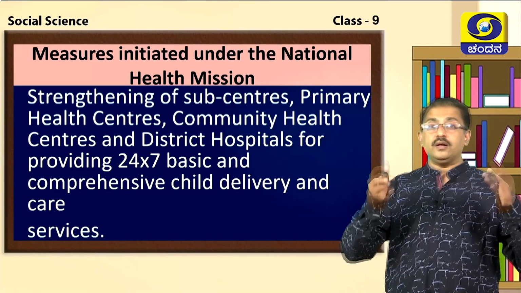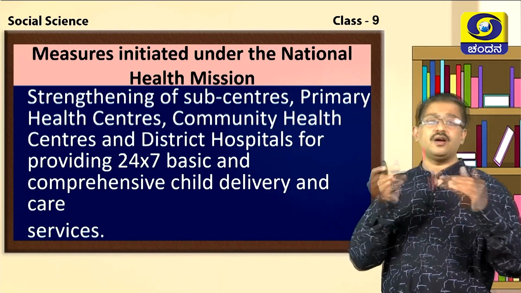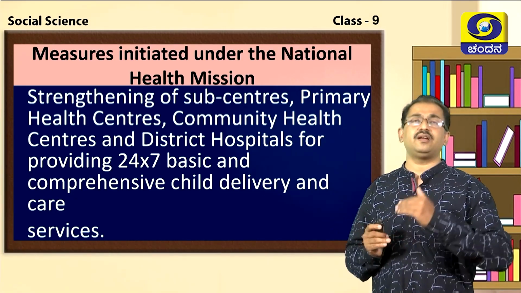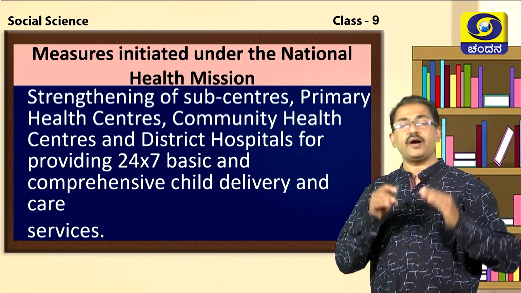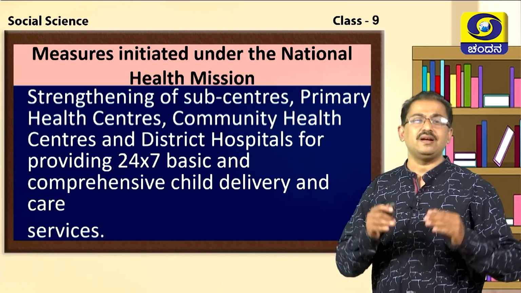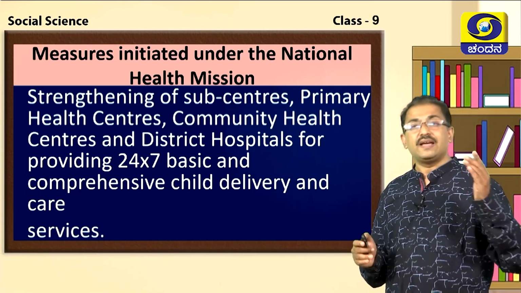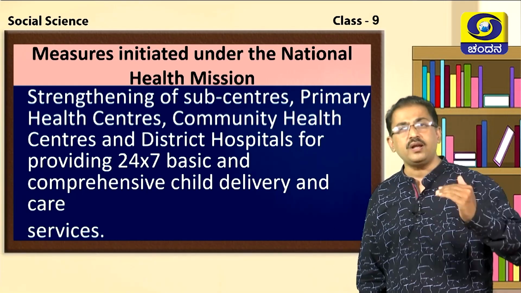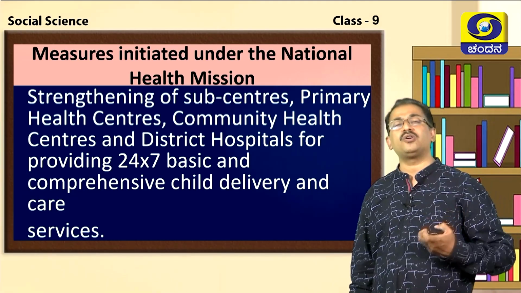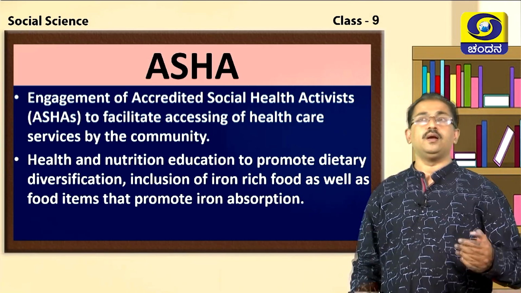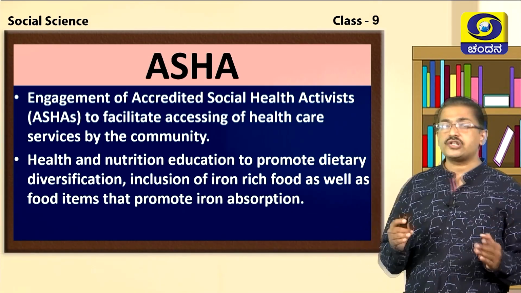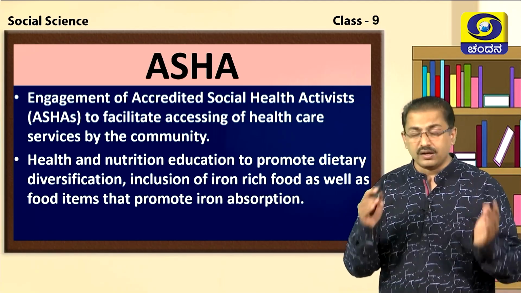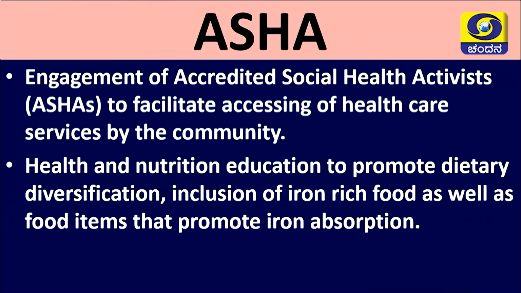rates. Strengthening of sub-centers, primary health centers, community health centers and district hospitals, providing 24/7 basic and comprehensive child delivery and care services, are also introduced. This is one of the measures taken to promote the health of women and children. And you might have heard about ASHA. ASHA is an organization of women supporting women during the time of delivery and even post delivery. So, they are taking care of women during their pregnancy.